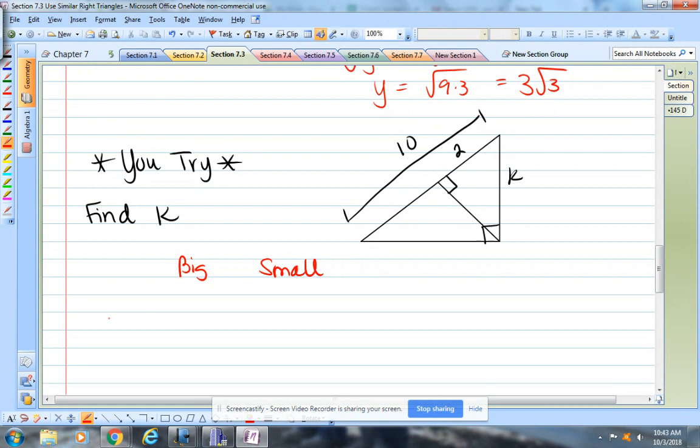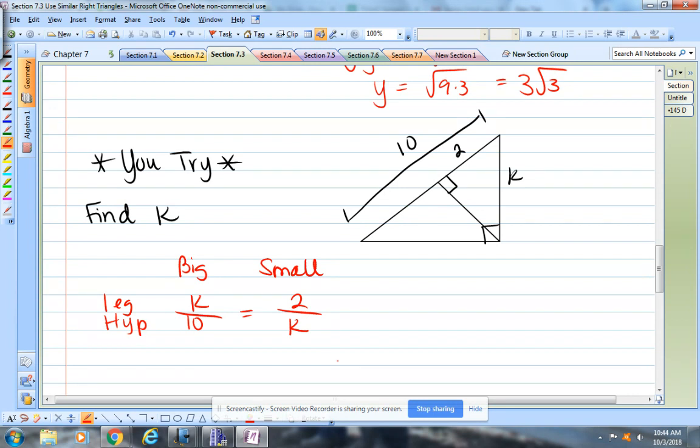And what parts am I working with the big triangle? The leg and the hypotenuse that I know both the measures of, right? So what's the leg length in the big triangle that I need to know? Okay, K over what's the hypotenuse of the big triangle? 10. And on the little triangle, which is the one on top, what's the small leg? 2. And what's the hypotenuse of that one? K. Okay. So any question about how I set mine up?